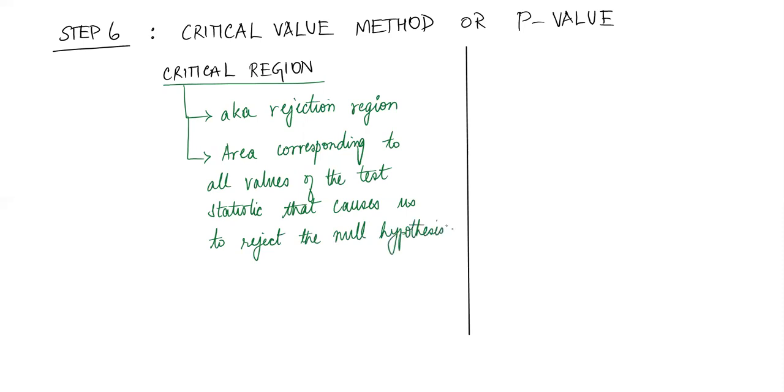Remember, our focus is whether to reject the null hypothesis or fail to reject the null hypothesis. Because once you do that, if you reject the null hypothesis, then the alternate hypothesis holds true. If you fail to reject the null hypothesis, then the null hypothesis itself holds true. So we are holding the standard with the null hypothesis. So that's the reason why this is the area that corresponds to all values of the test statistic that causes us to reject the null hypothesis.